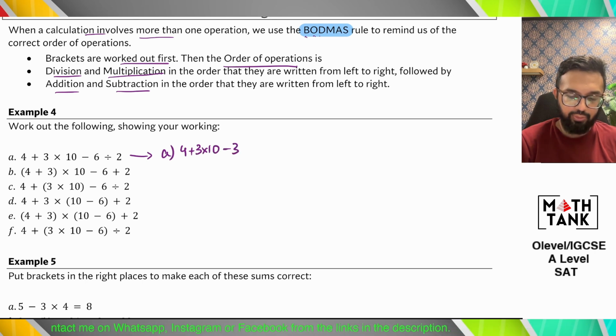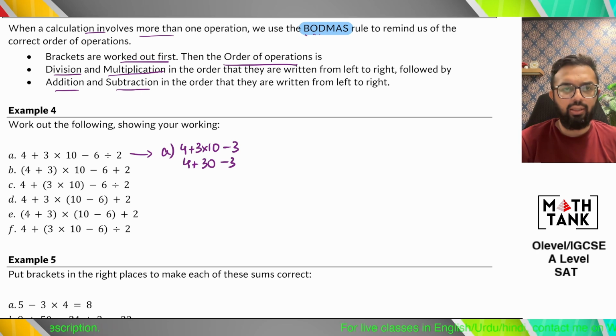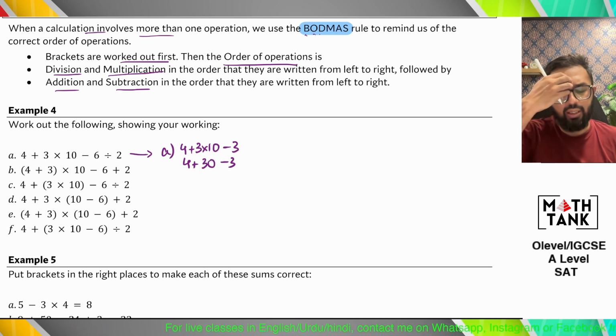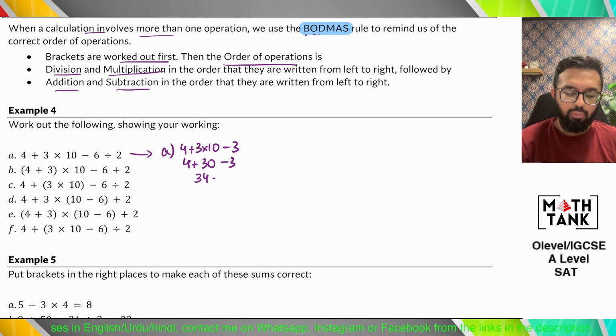Minus 6 divided by 2 is 3. Then I should do a multiplication. So this becomes 4 plus 30 minus 3. Then I should do my addition. So now with additions, you should remember that there are two numbers with positive signs. Okay. So that's plus 4 plus 30. That gives me 34 minus 3.